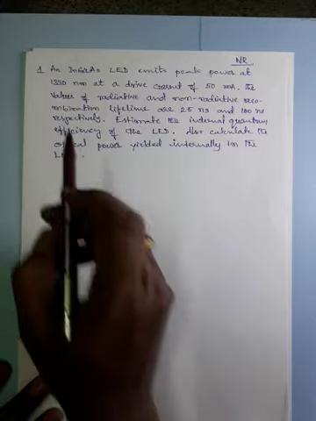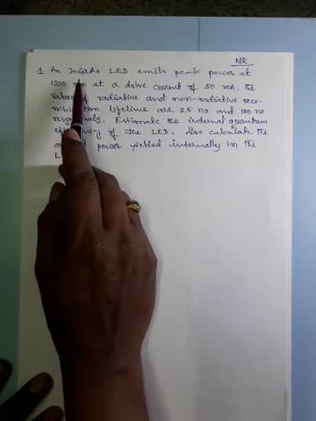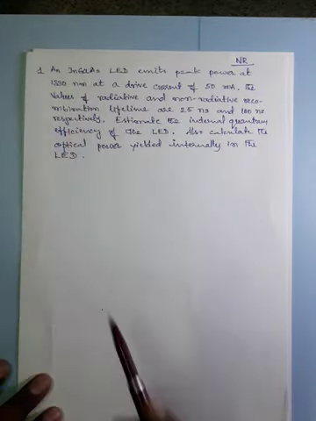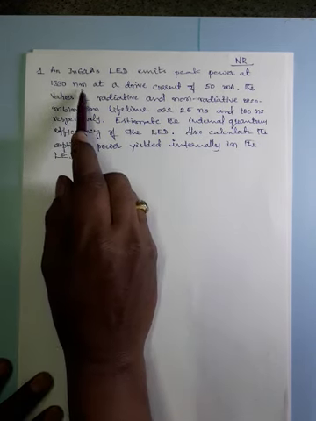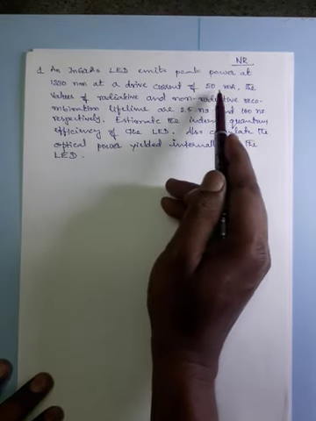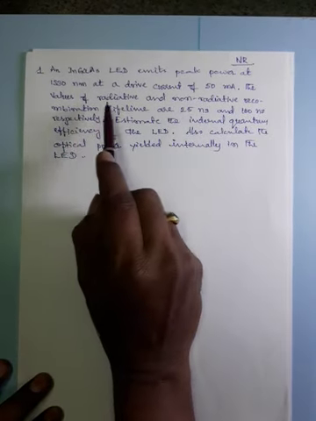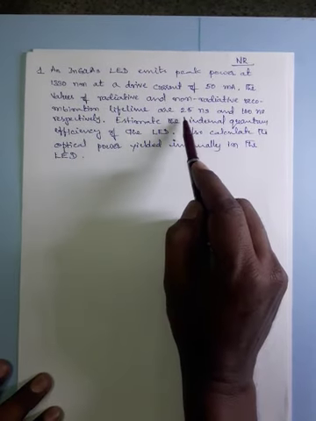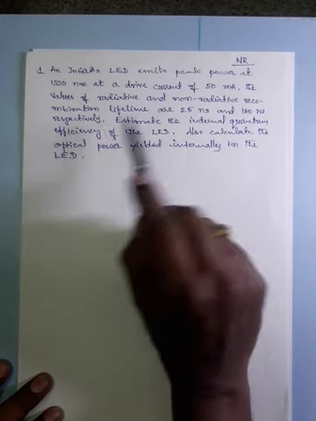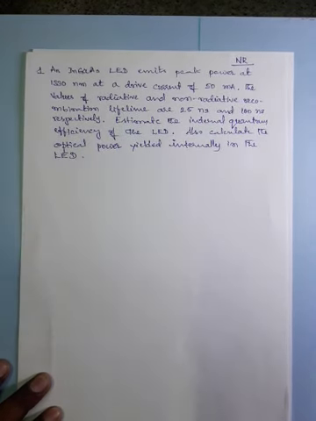An indium gallium arsenide LED emits peak power at 1330 nanometer at a drive current of 50 milliampere. The values of radiative and non-radiative recombination lifetime are 25 nanosecond and 100 nanosecond respectively. Estimate the internal quantum efficiency of the LED. Also calculate the optical power yielded internally in the LED.